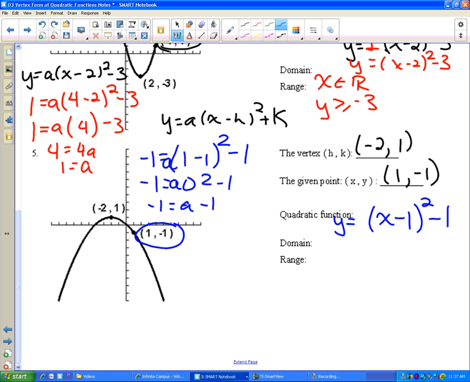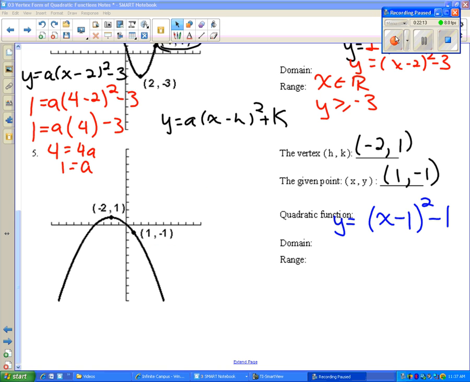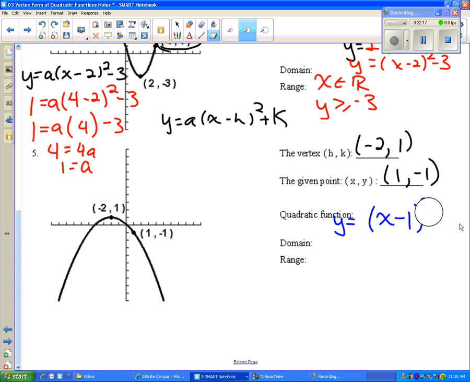Hold the phone. So there was a little mistake there. Let me fix it. It's right here. My vertex is negative 2, 1, not 1, negative 1. So it's x minus h. H is a negative 2, so that's x plus 2 squared plus k, where k is 1. I was using the wrong point. I need to make sure to use the vertex.